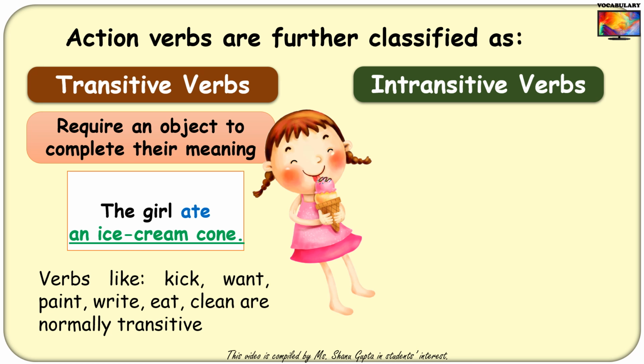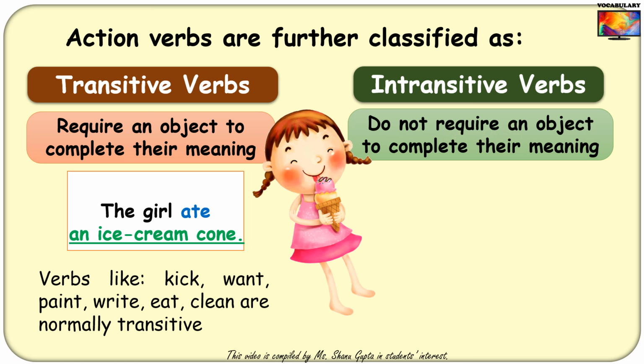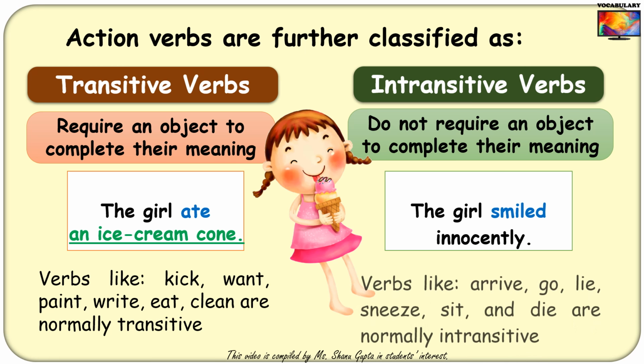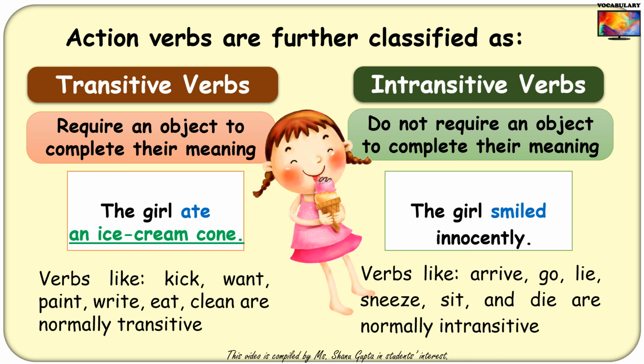On the other hand, intransitive verbs do not require an object to complete their meaning. If we take for instance the sentence, the girl smiled. On its own, the verb in this sentence is complete. You don't need to ask the girl smiled what. It sounds absurd. But we can add an adverb like innocently after the verb smile. Please note the word innocently describes the verb, but it's not an object. Verbs like arrive, go, lie, sneeze, sit and die are normally intransitive and they can't take an object after them.